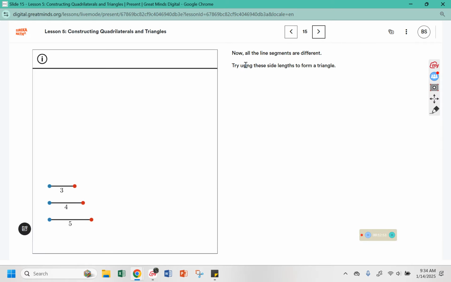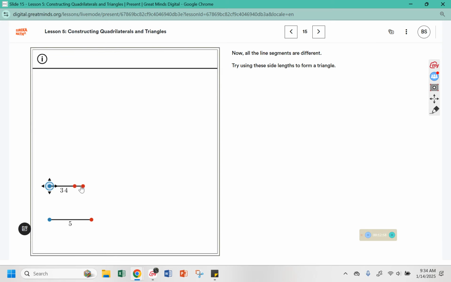Now all the segments are different. Try using these side lengths to form a triangle. I was able to create, it looks like a right triangle. Let's see if I can position it in a different way. It still looks like a right triangle, it just looks like a flipped over version.